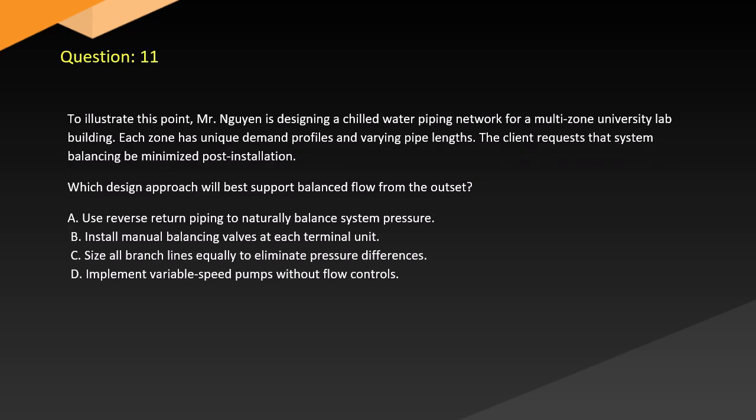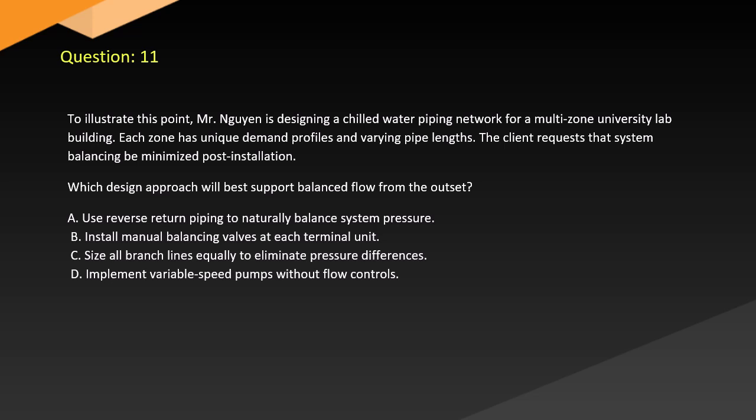Question 11. To illustrate this point, Mr. Nguyen is designing a chilled water piping network for a multi-zone university lab building. Each zone has unique demand profiles and varying pipe lengths. The client requests that system balancing be minimized post-installation. Which design approach will best support balanced flow from the outset?